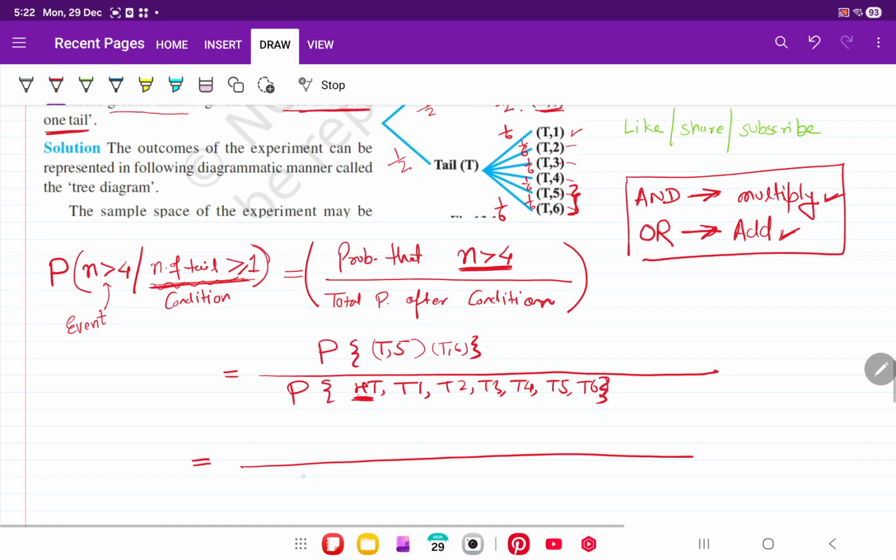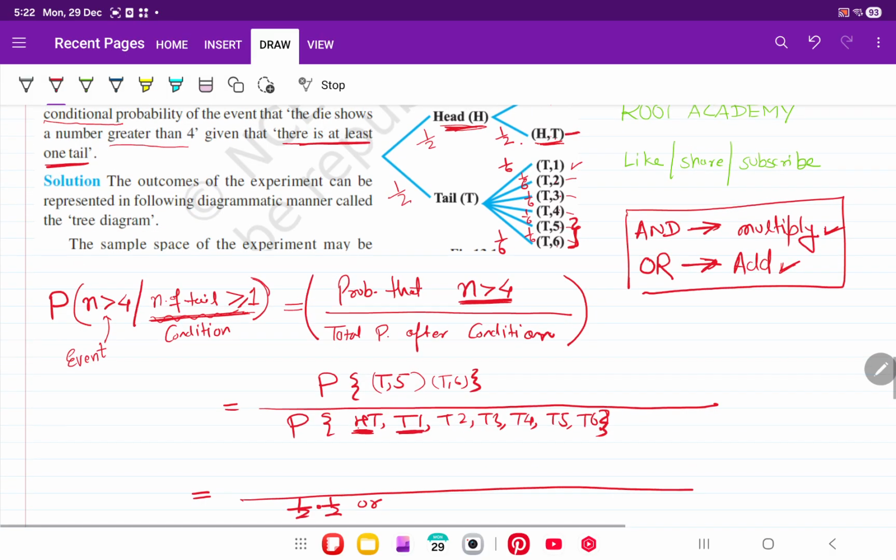So we have to multiply 1 by 2 into 1 by 2. Then, or we have to take tail and 1, tail and 1. So what is the probability of tail coming? Tail coming is 1 by 2. Okay? And the probability that 1 will come is 1 by 6.